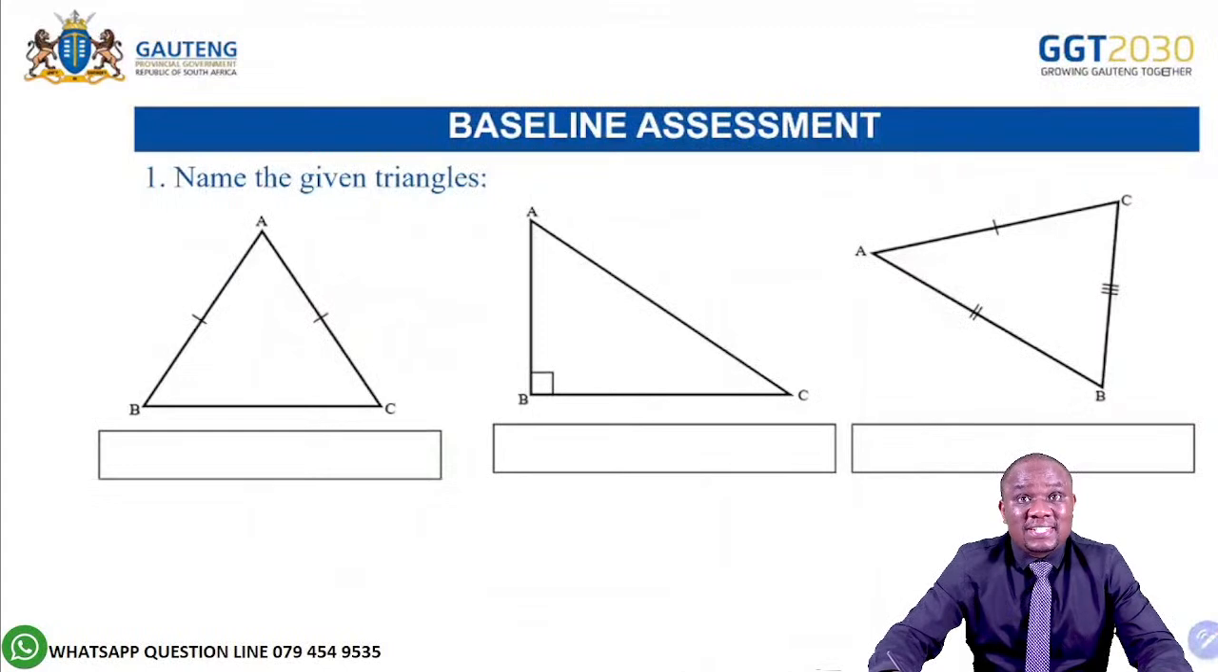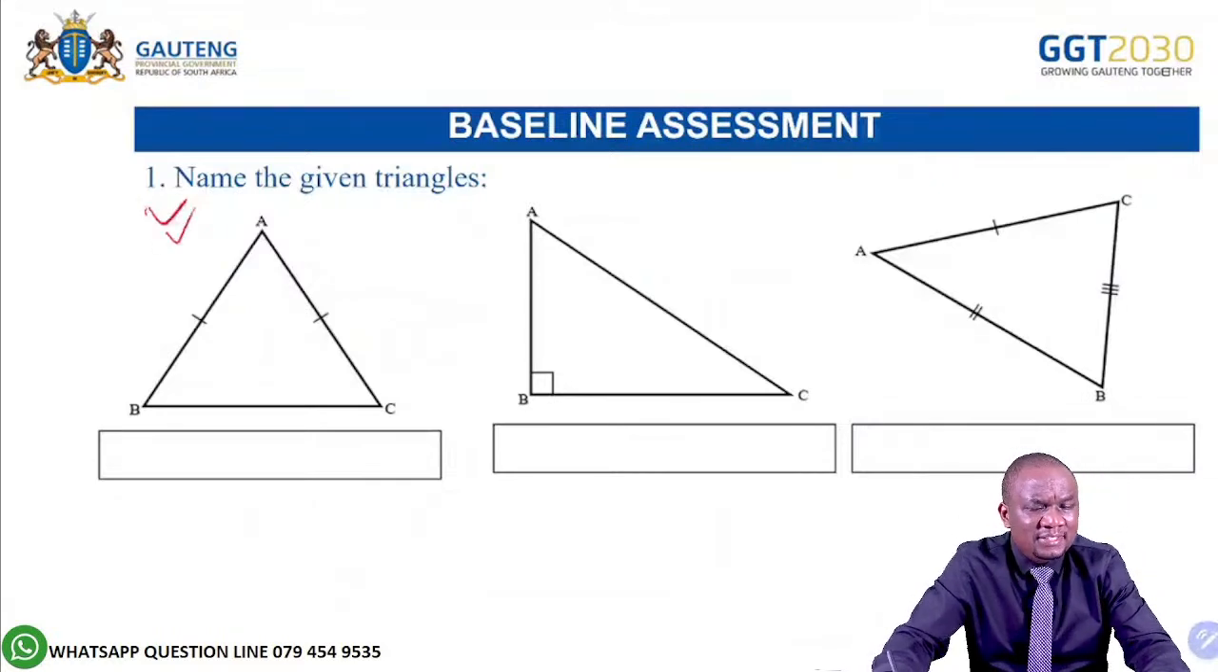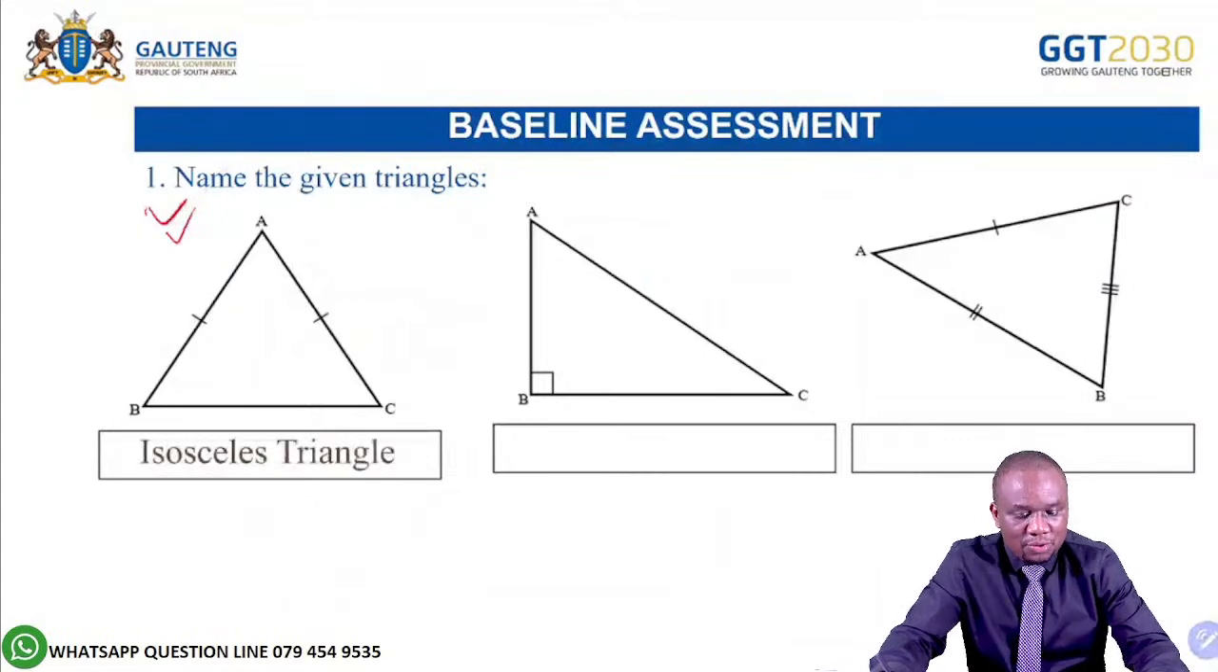Right, welcome back, grade 10s. Did you manage to answer the questions? What is the first one? This one. What is the name of this triangle? It is an isosceles triangle.